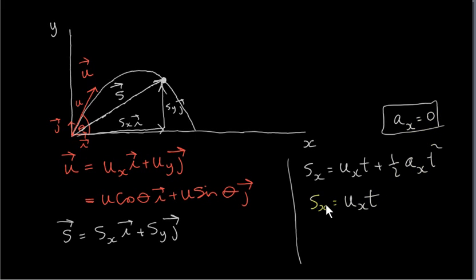So this gives us the x position of the particle at any time t. We don't have to write s sub x, we could just write x. And of course we know what ux is. Ux is u cos theta. So we have that x equals u cos theta times t. So we can find the x position at any time t. We just plug in for t. t is the variable. u cos theta is fixed. It comes from the initial velocity of the particle.